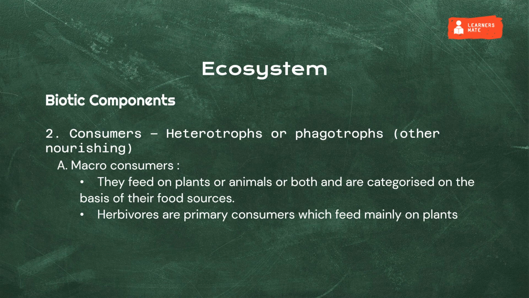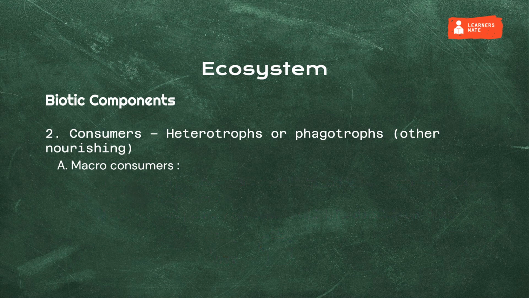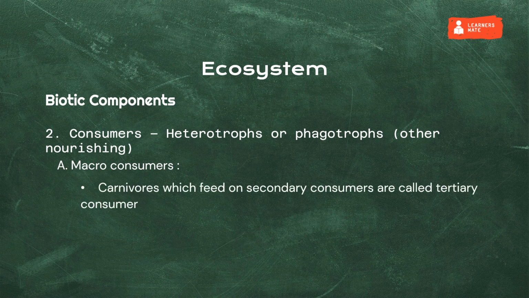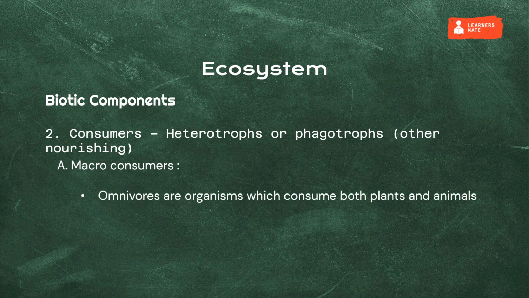sources. Herbivores are primary consumers which feed mainly on plants. For example, cows, rabbits. Secondary consumers feed on primary consumers. For example, wolves. Carnivores which feed on the secondary consumers are called tertiary consumers. Example, lions which can eat wolves. Omnivores are organisms which consume both plants and animals. For example, humans and monkeys.